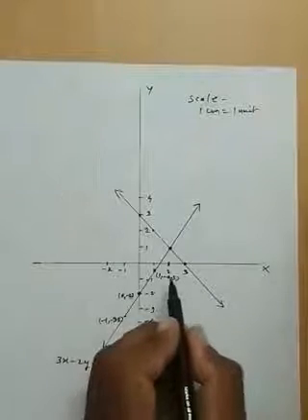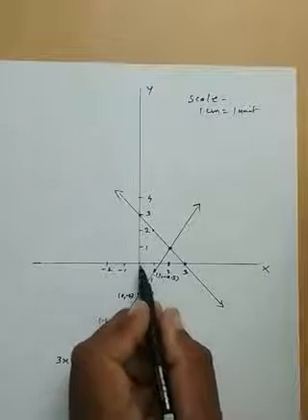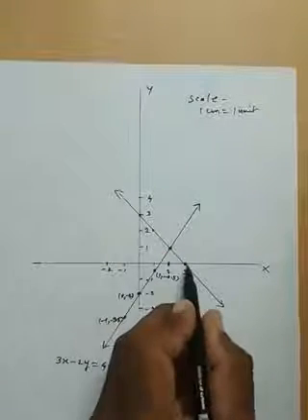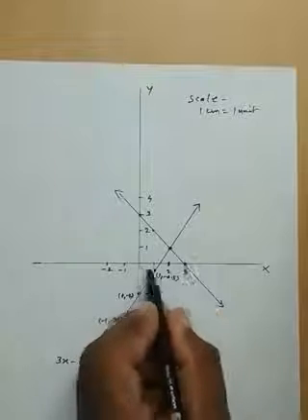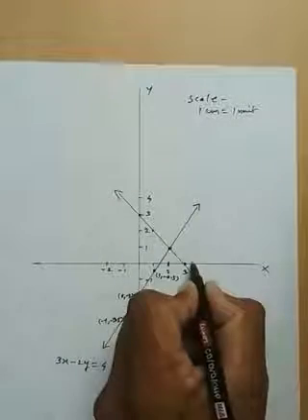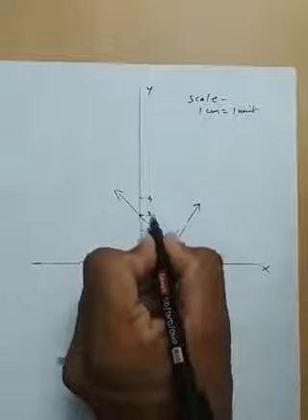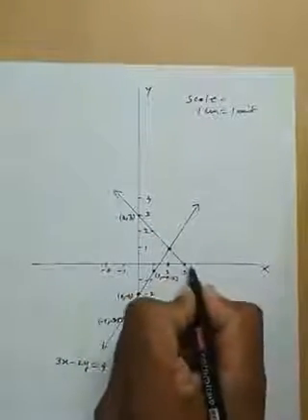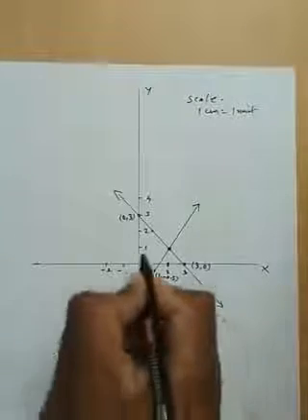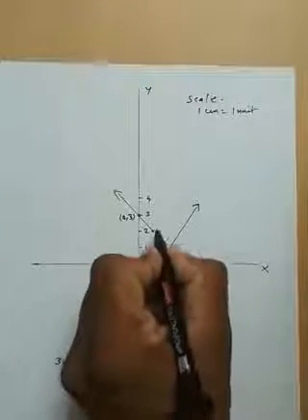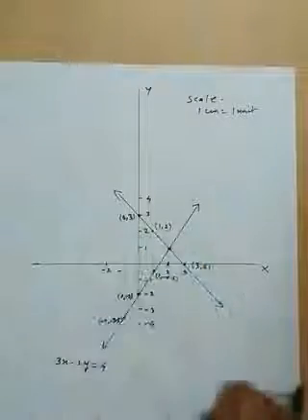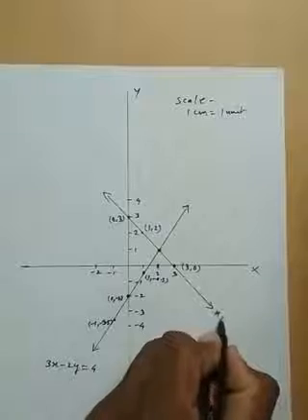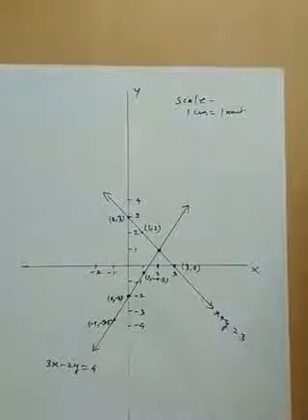Similarly, for the other line, the first solution is (0, 3), x is 0 and y is 3. Second (3, 0), and third (1, 2). So first is (0, 3), second (3, 0), and third solution is (1, 2). And again join them. So we will get a second line, x plus y equal to 3.